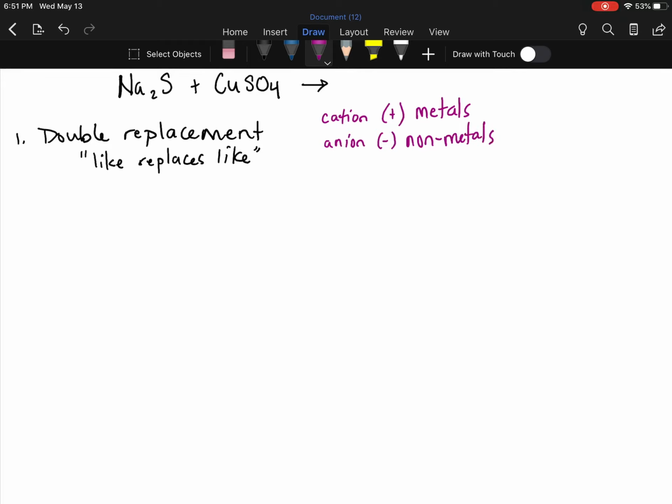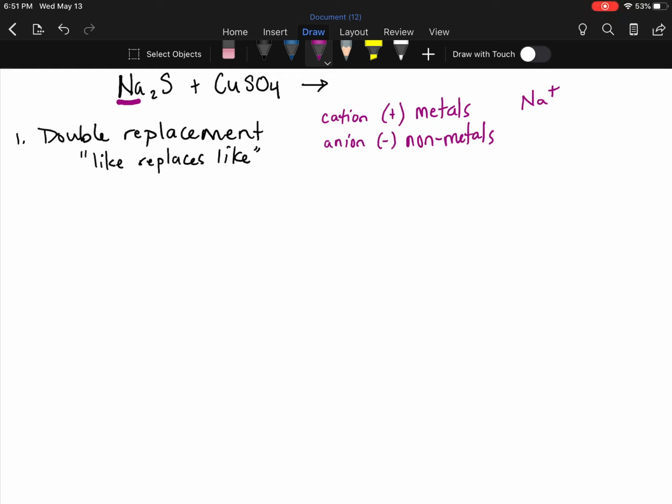Okay, so then let's look at the reactants, right? We have 2 reactants, sodium sulfide and copper sulfate. Which one is the cation in sodium sulfide? Which one is the metal? Sodium. So sodium is the cation. So I'm just going to write sodium over here. And then remember that to figure out the charge, we look at the column it's in. So sodium is in that first column, so it's going to have a +1 charge.